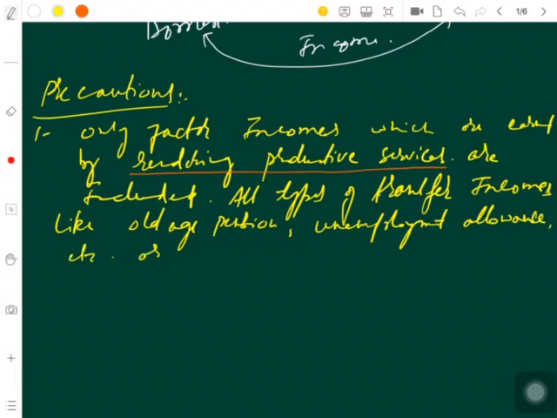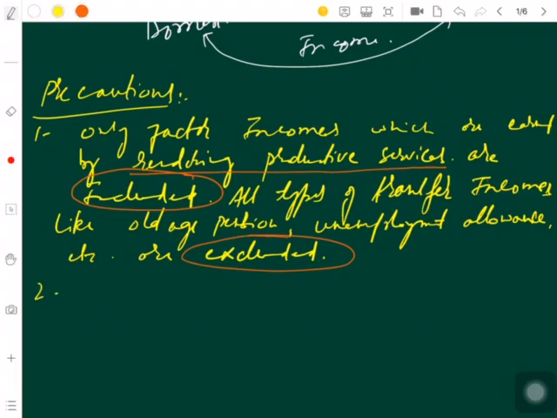Okay, these are excluded. So that means first part of this number one precaution is to be included, the second part is to be excluded. Only factor payments which are earned by rendering productive services are to be included, while all those payments which are made, or transfer payments that are called, without rendering any productive service are to be excluded. So please bear it in mind, the first part is to be included, the second part of this definition is to be excluded.